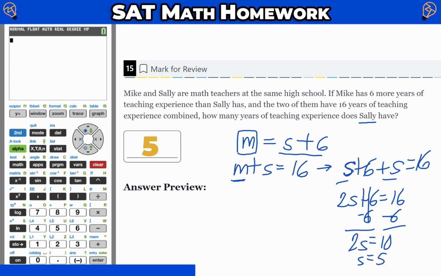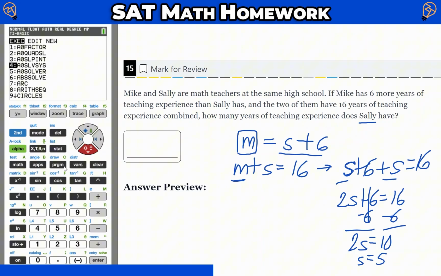We could also have chosen to use our program solve systems. But notice to do so, when we go to program number 4, we need them both in standard form. Well, that bottom one's in standard form. I could just put the coefficients 1, 1, and 16. So let's knock that out. But for that top equation, it's not in standard form. It's more in slope-intercept form.